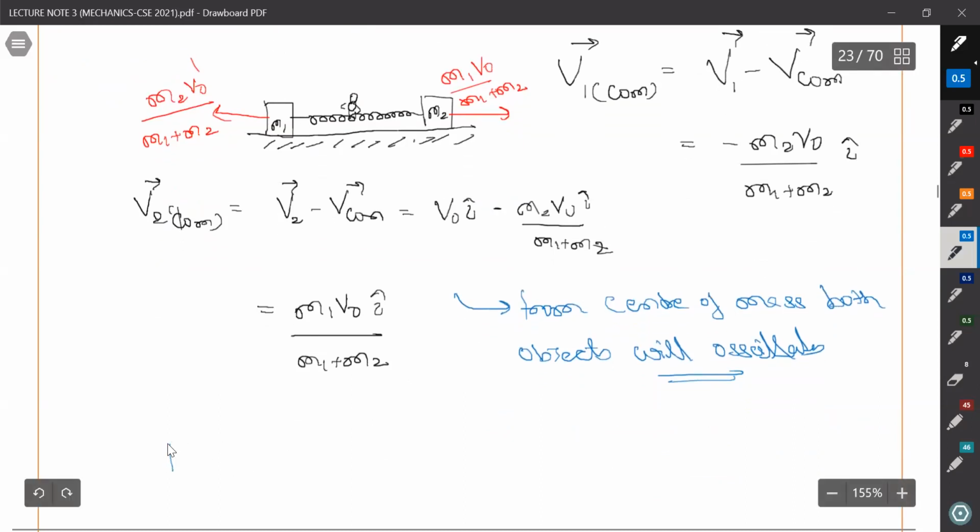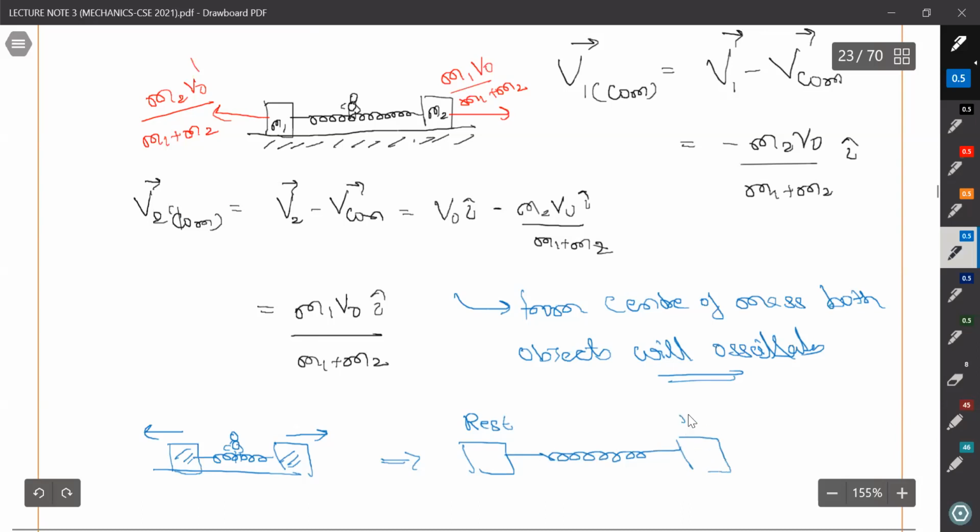For example, you are sitting here at the center of mass, and this is going in this direction, this is going in this direction, and you know no net force is acting on it. So what you will observe, for a certain interval of time, this will come to rest and this will also come to rest after a certain interval of time, right? And this will be the maximum elongation, right?